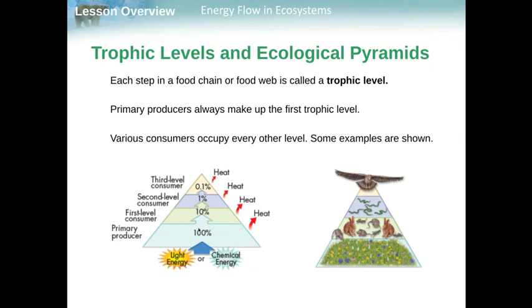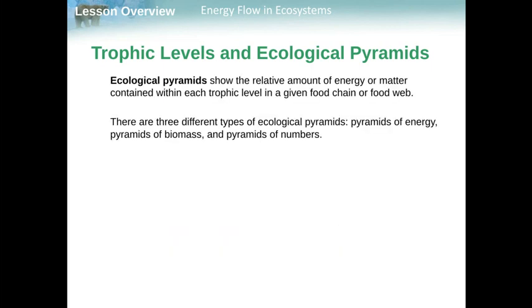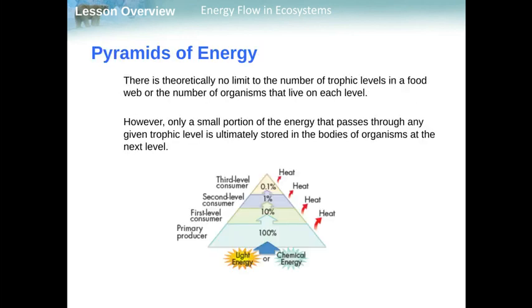Okay. Now let's look at this one of energy right here. I want everyone to look at this scale right here: 100, 10, 1, and 0.1. That's going to be really important when we talk about pyramids of energy. Now, these ecological pyramids show the relative amount of energy and matter that are contained within each level. So let's talk about the three types that we have. Let's start with our pyramid of energy.